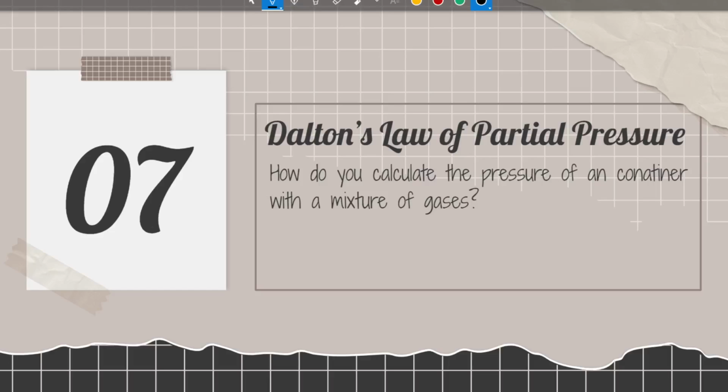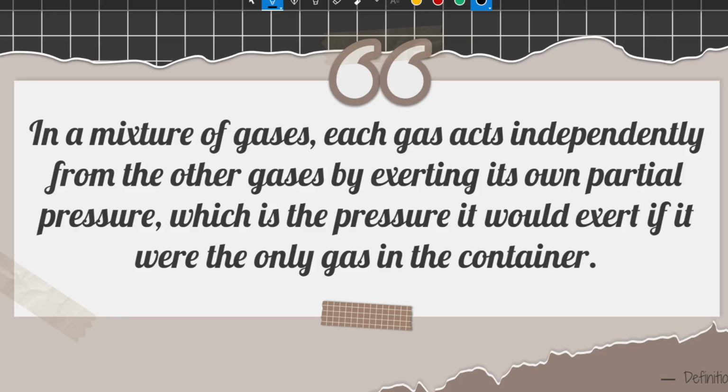Okay, so let's talk about Dalton's law of partial pressure. How do you calculate the pressure of a container with a mixture of gases? In a mixture of gases, what we say is that they don't necessarily have much of an impact on the pressure if they're colliding with each other. Instead, you're going to have a pressure that's given for each individual gas as it exerts on the container itself.